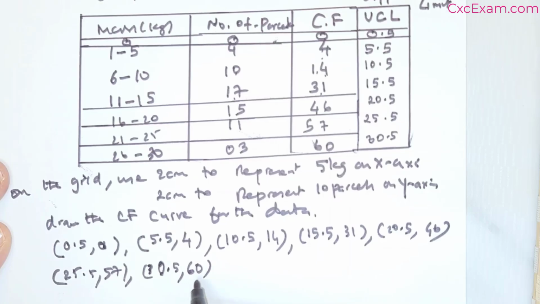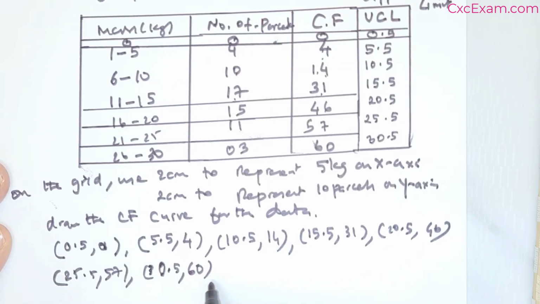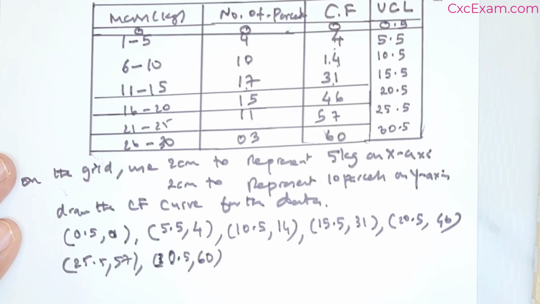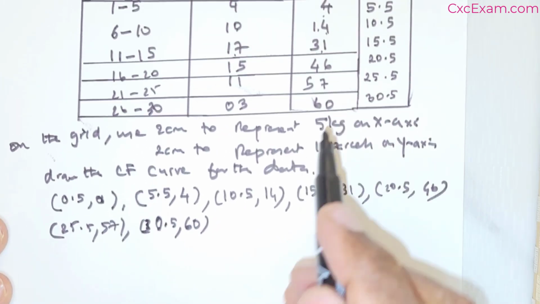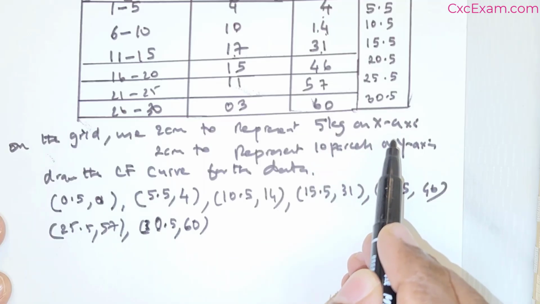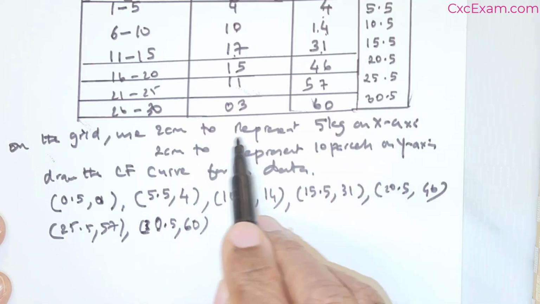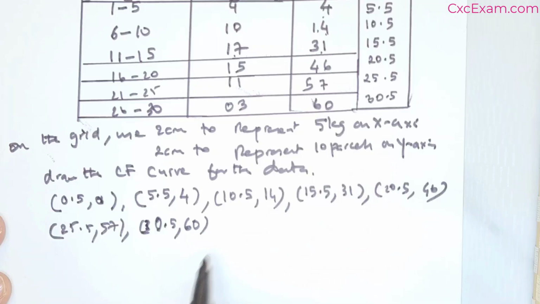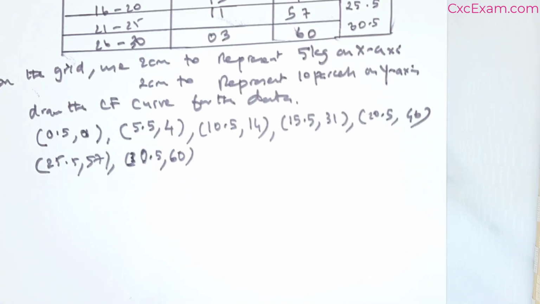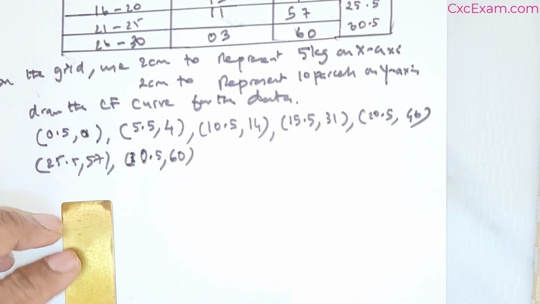This is cumulative frequency, remember that. Okay, so this is our data point. Now it states that 2 centimeters represents 5 kg on the x-axis. So we have to draw that.